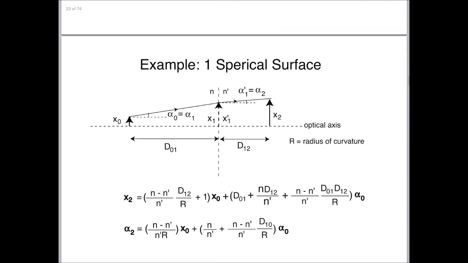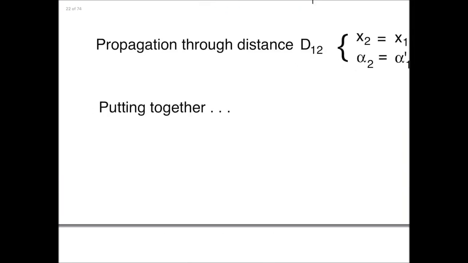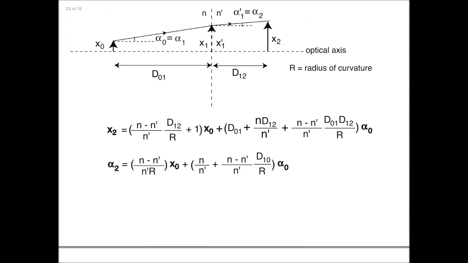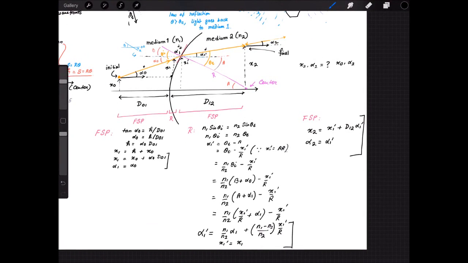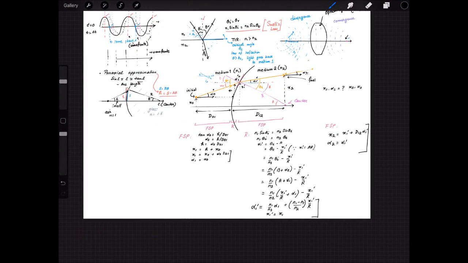So now, if we put all of the equations together, we can write the big equation that defines x2. And we can also write the equation that defines alpha 2. So there's not much space over here, probably. Let me try to write equations over here.